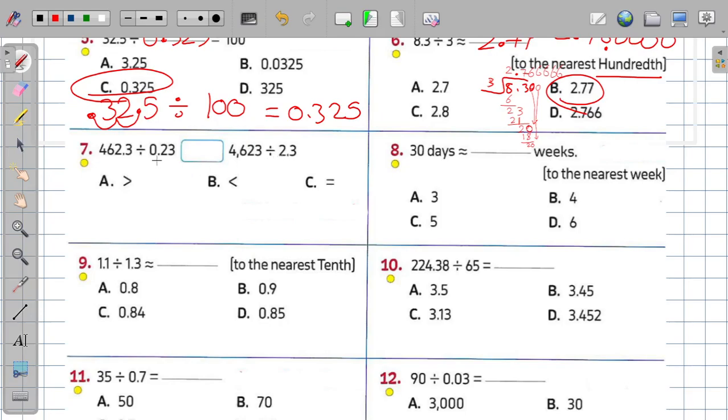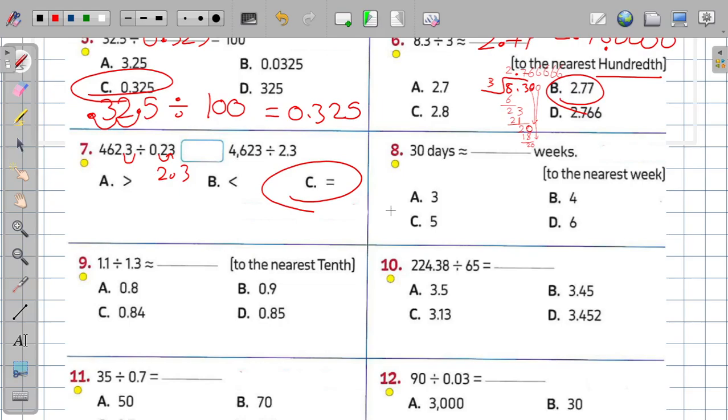So if I want to move the decimal point to make it between 2 and 3, it will be 2.3. And here, I will move the decimal point 1 place to the right again, so it will be 4,623. And these are the same two numbers as on the other side. So I think the two sides will be equal.